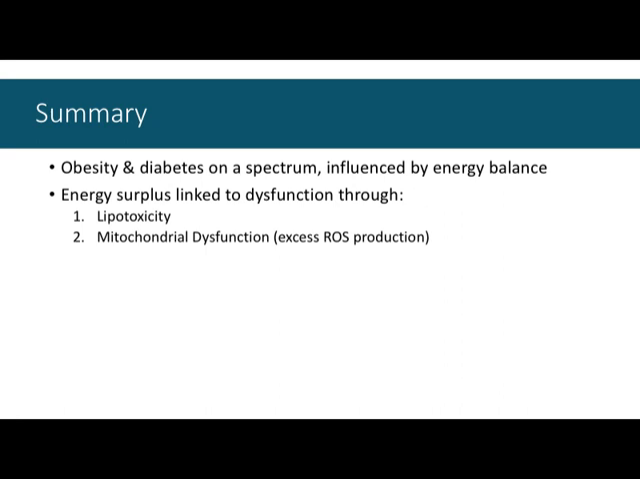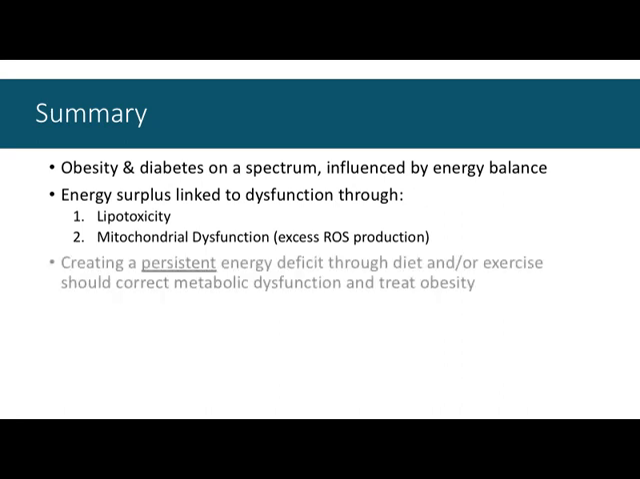I tried to link for you dysfunction related to obesity to diabetes through two main mechanisms, lipotoxicity and mitochondrial dysfunction, namely the excess production of free radicals or reactive oxygen species. And to cure or reverse progression of obesity and chronic disease, the logical solution, but that takes a lot of effort, is to create a persistent negative energy balance or energy deficit through the combination, ideally, of diet and exercise so that you aren't pushing one to the extreme.